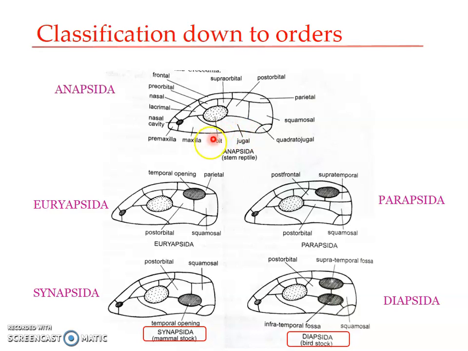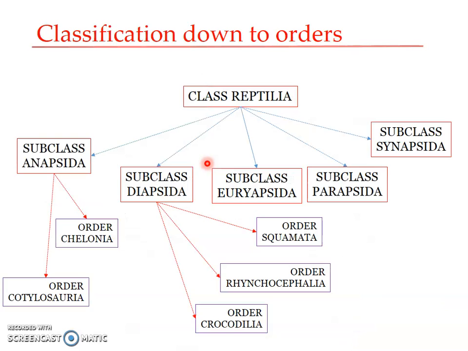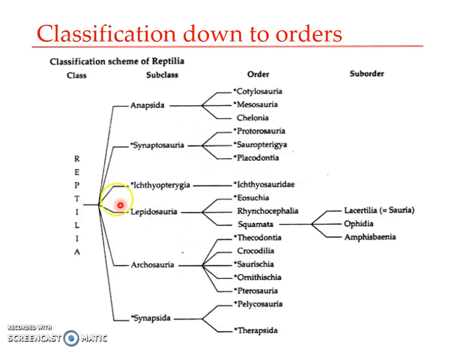Now another thing you have to note is regarding the stem reptile usage. Anapsids are considered to be the stem reptiles. Actually, the cotylosaurians are considered to be the stem reptiles because they are believed to be the ancestor for all the reptiles which evolved later. Now, here you can see a very simple classification which has been widely accepted. And here you can see the class Reptilia.